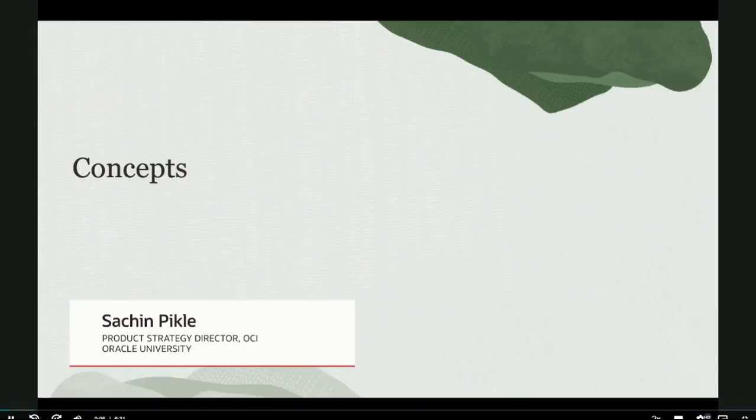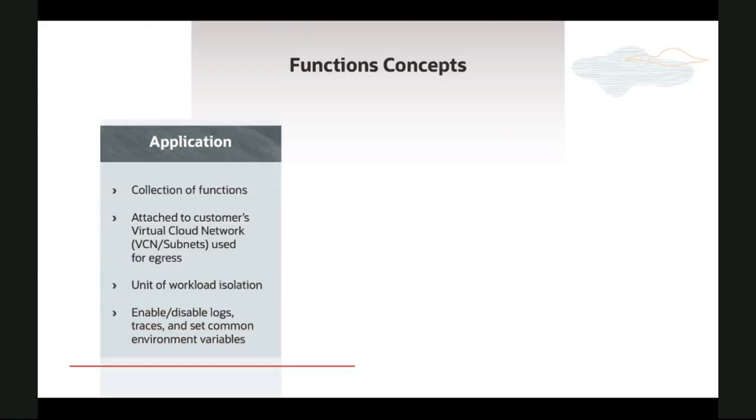In this module, we'll cover the functions service concepts. So what is a functions application? Functions application is a collection of functions. It is attached to the customer's virtual cloud network, which is VCN and subnets, and this is used for network egress. Application is also a unit of workload isolation. You can enable, disable logs, function traces, and set common environment variables or function configuration.